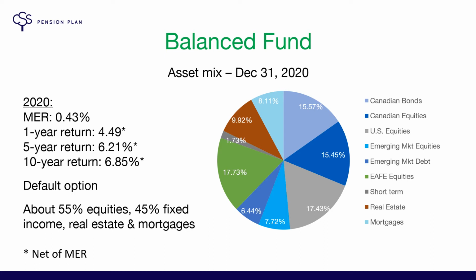The Balance Fund is the default option, so unless you instruct or have instructed the pension plan otherwise, this is a fund in which your contributions and your employer contributions are invested. Its management expense ratio, or MER, last year, in 2020, was 0.43%, which, if you have any mutual fund type investments of your own, you'll know is a very favorable MER. The 2020 return was 4.49%, and its 5-year return was 6.21%, and the 10-year return was 6.85%.